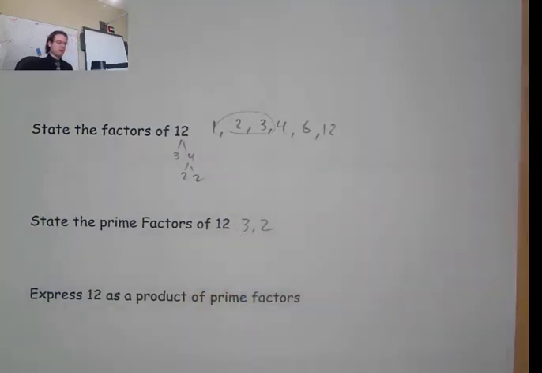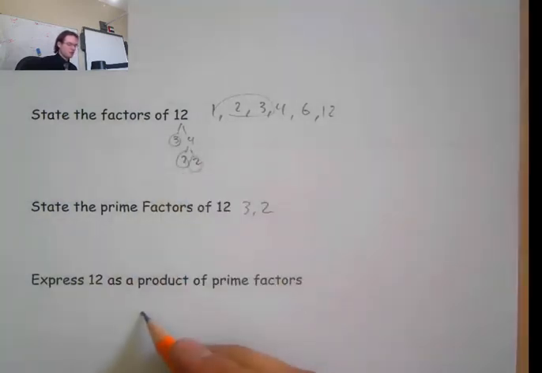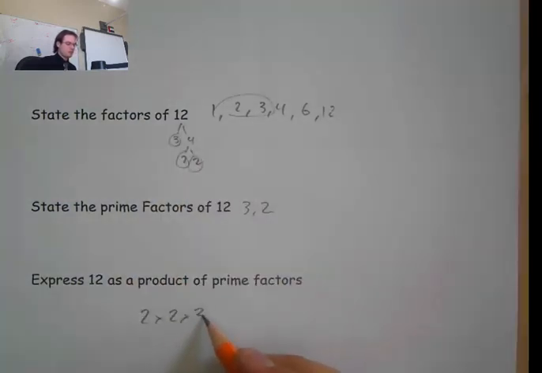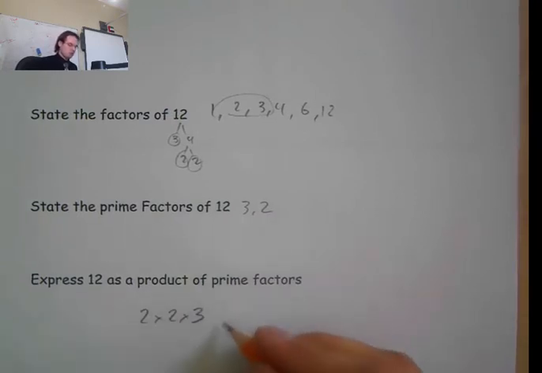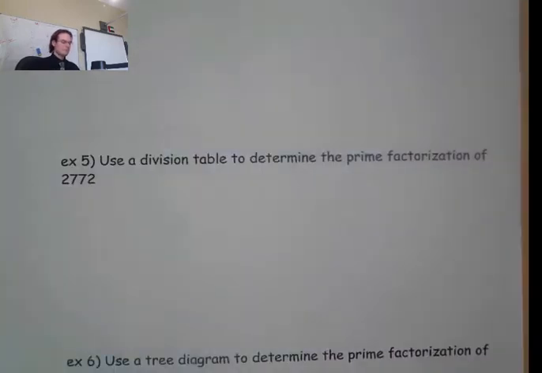Those are it, okay? Express 12 as a product of primes. Well, we have this, this, and this. So that's 2 multiplied by 2 multiplied by 3. Those are my primes, which is also equal to 2 squared multiplied by 3. Done! Look at that. Here we go.